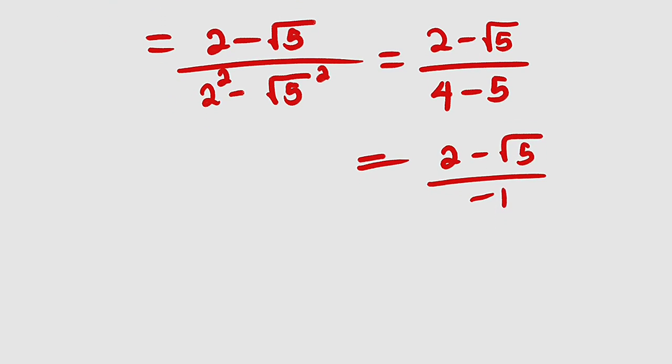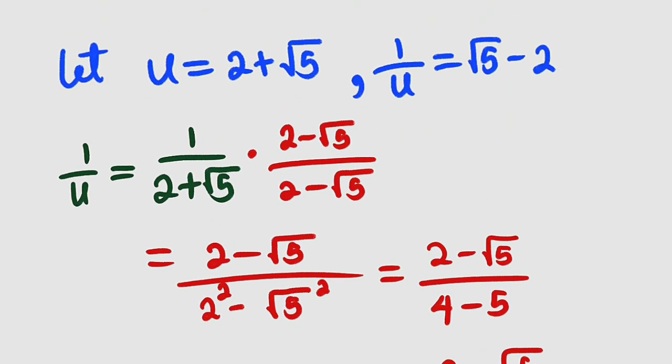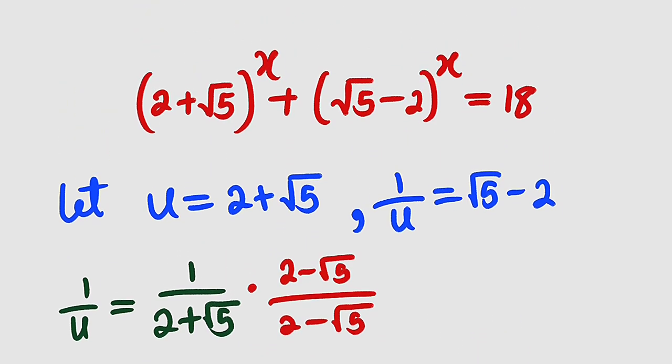And the −1 is going to affect the 2 and the root 5 on the top. So it will be −2 + √5, which you can rearrange as √5 − 2. You see that? This is 1/u, exactly what we have here. Alright, now let us back substitute.